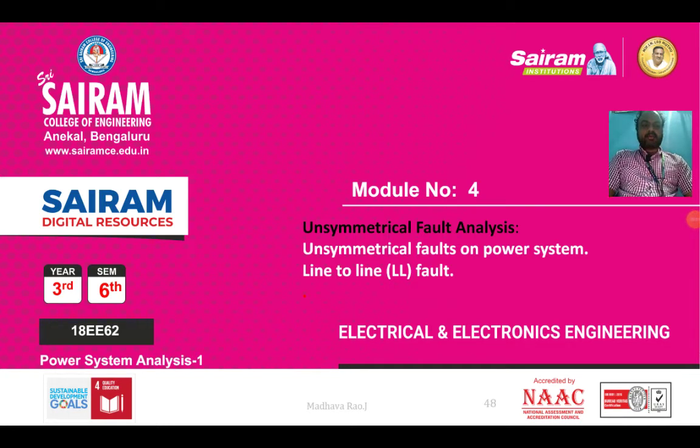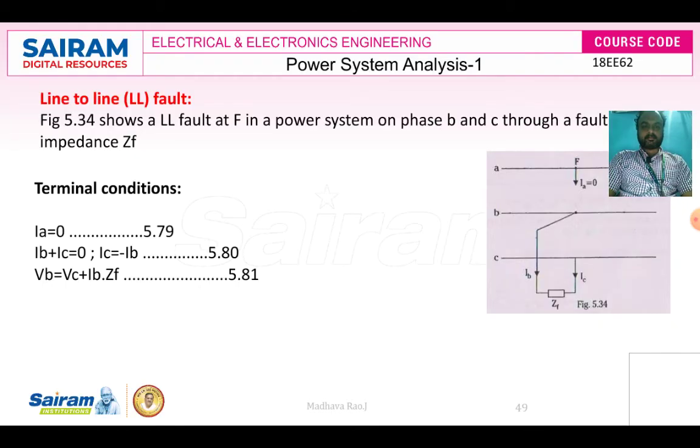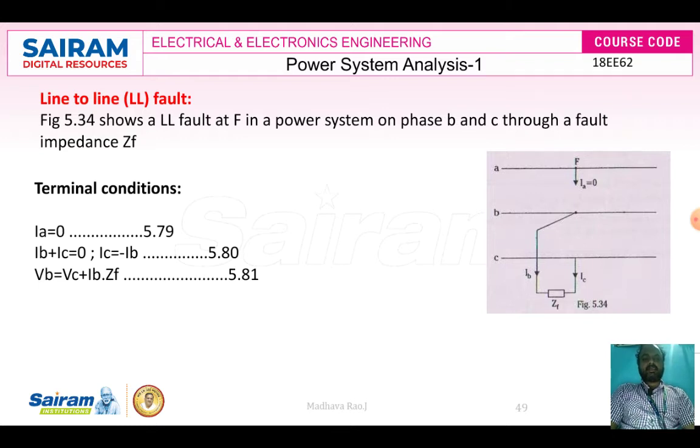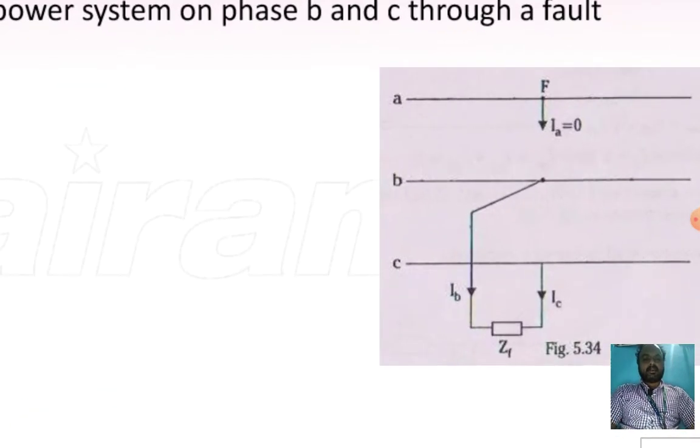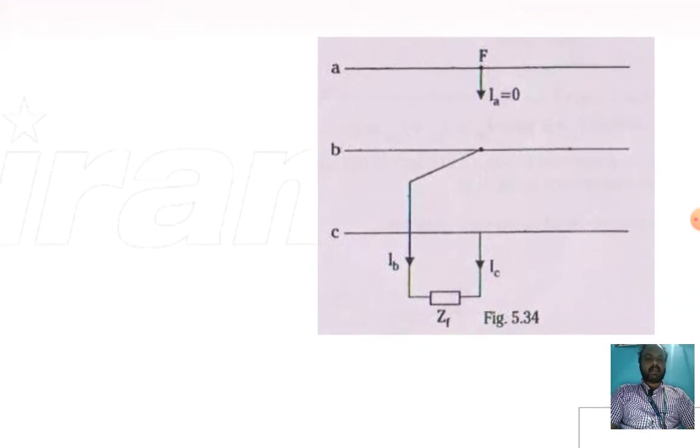Students, in this video, you will learn about line-to-line fault on power system. So, this figure shows the line-to-line fault in a power system on phase B and C through a fault impedance ZF. The fault is happened between phase B and C through a fault impedance. So, you can observe in this figure fault impedance ZF and fault is happened between B and C.